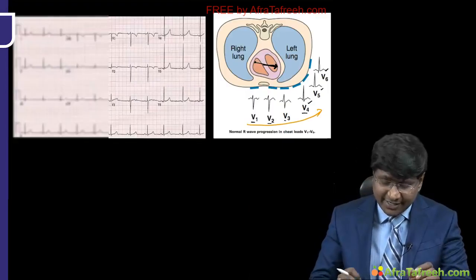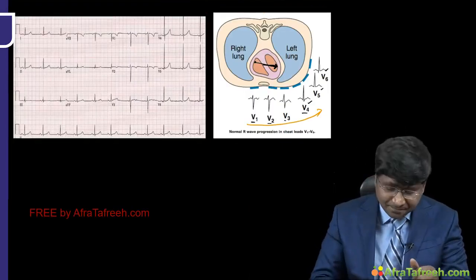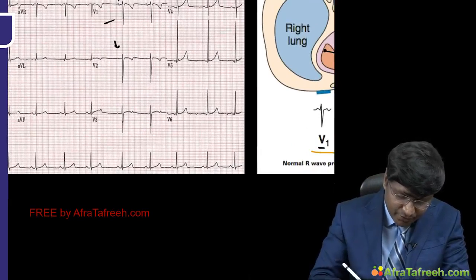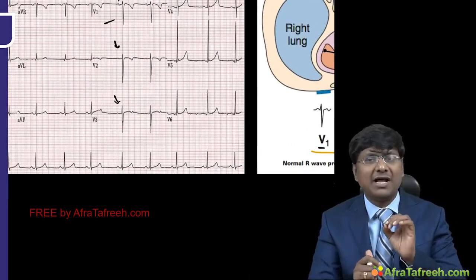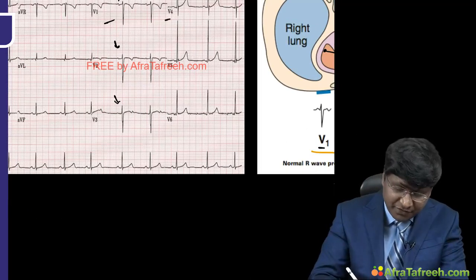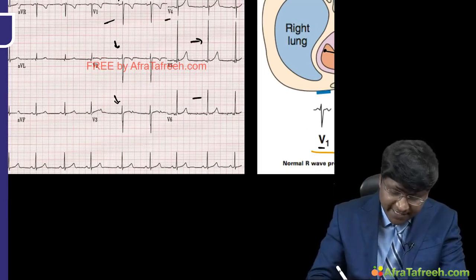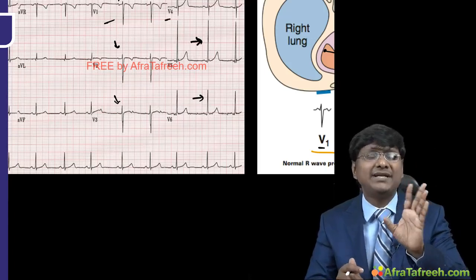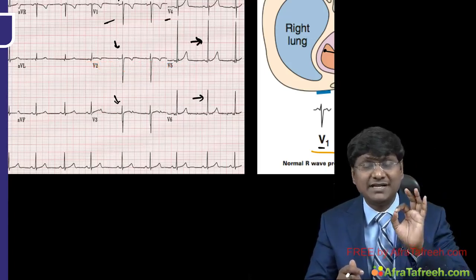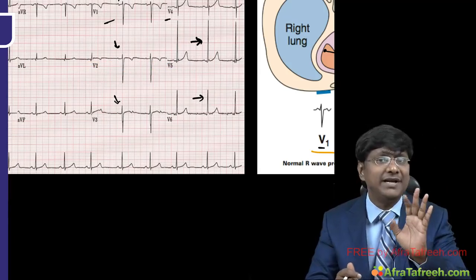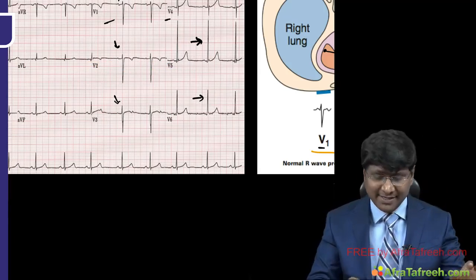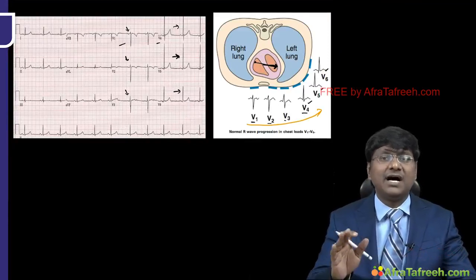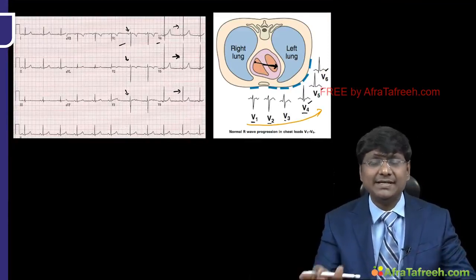That is the reason why, when you take this ECG, in V1, V2, V3 you have small R waves, but by the time you reach V4, V5, and V6, you can observe that there is a prominent R wave. So that is the concept of the R wave progression.